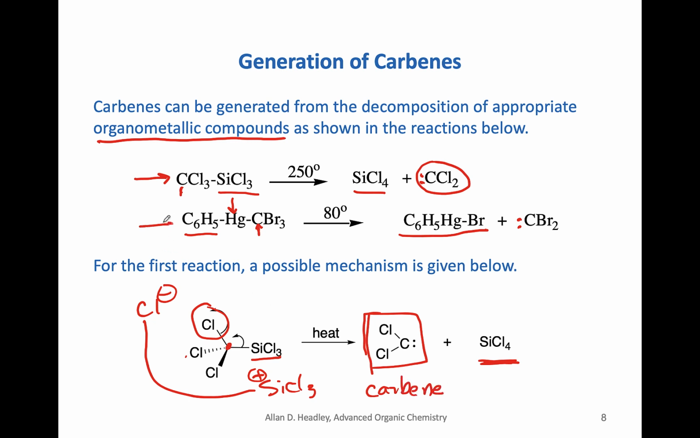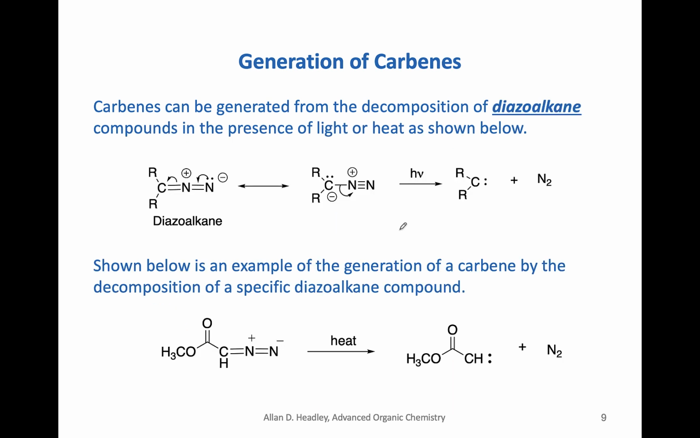Similarly, you should be able to work out a similar type mechanism or understanding of how this decomposes. Notice much lower temperature to give our carbene here. Let us look at another method here, and this is the decomposition of diazo alkane. You may recall your diazo group looks like this. So this is your diazo alkane here.